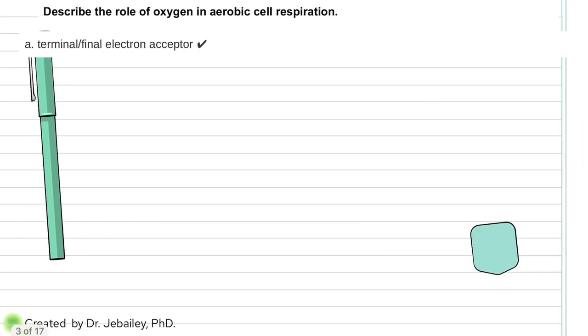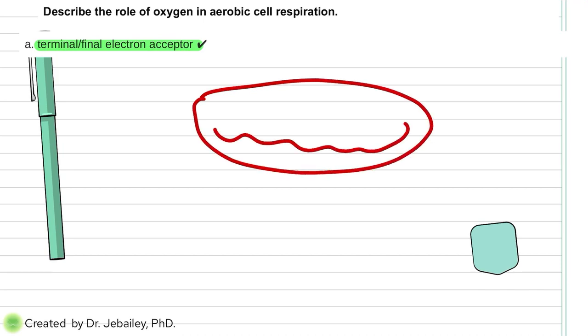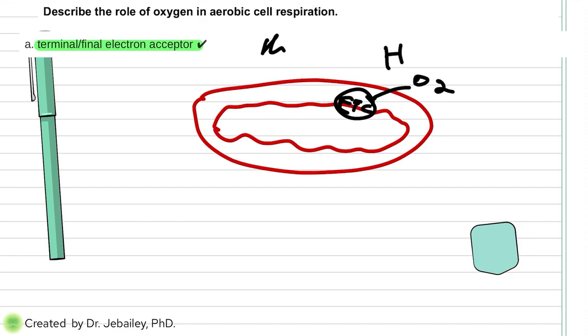The first thing it says here is that it's a terminal final electron acceptor. That is true because when it comes to the mitochondria, we have the whole process, and here we have the electron transport chain. That electron transport chain, which is the last process of aerobic respiration, can only happen if oxygen is present in order to receive the hydrogen that is coming from the Krebs cycle.